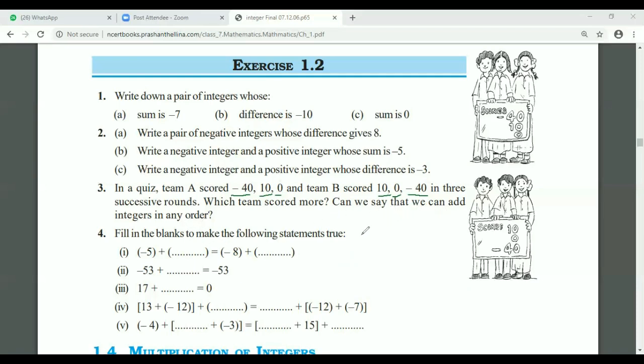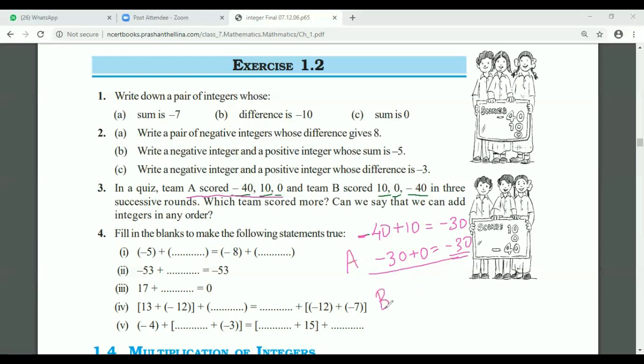Let's check. If you are considering the score of team A, how are you adding this? First they got a negative score, -40 plus 10. What will be their score? Their score will be -30. Then they are getting 0. So -30 plus 0, they are getting -30 itself. So that's about team A.